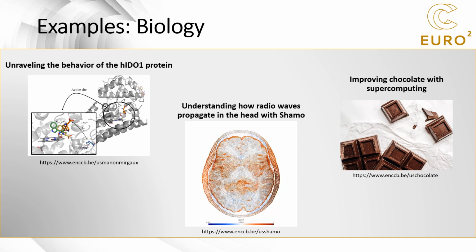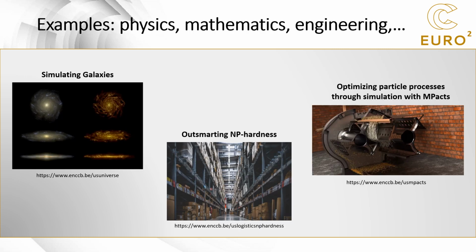On the medical side, supercomputers are also used for data analysis. For example, it can help to interpret electroencephalography. In this context, the program SHAMO models the response of the brain to radio waves and runs on supercomputers. There are of course many other examples of the use of supercomputers in all fields of science and engineering, from simulating the behavior of galaxies to optimizing industrial processes or even increasing warehouse productivity.